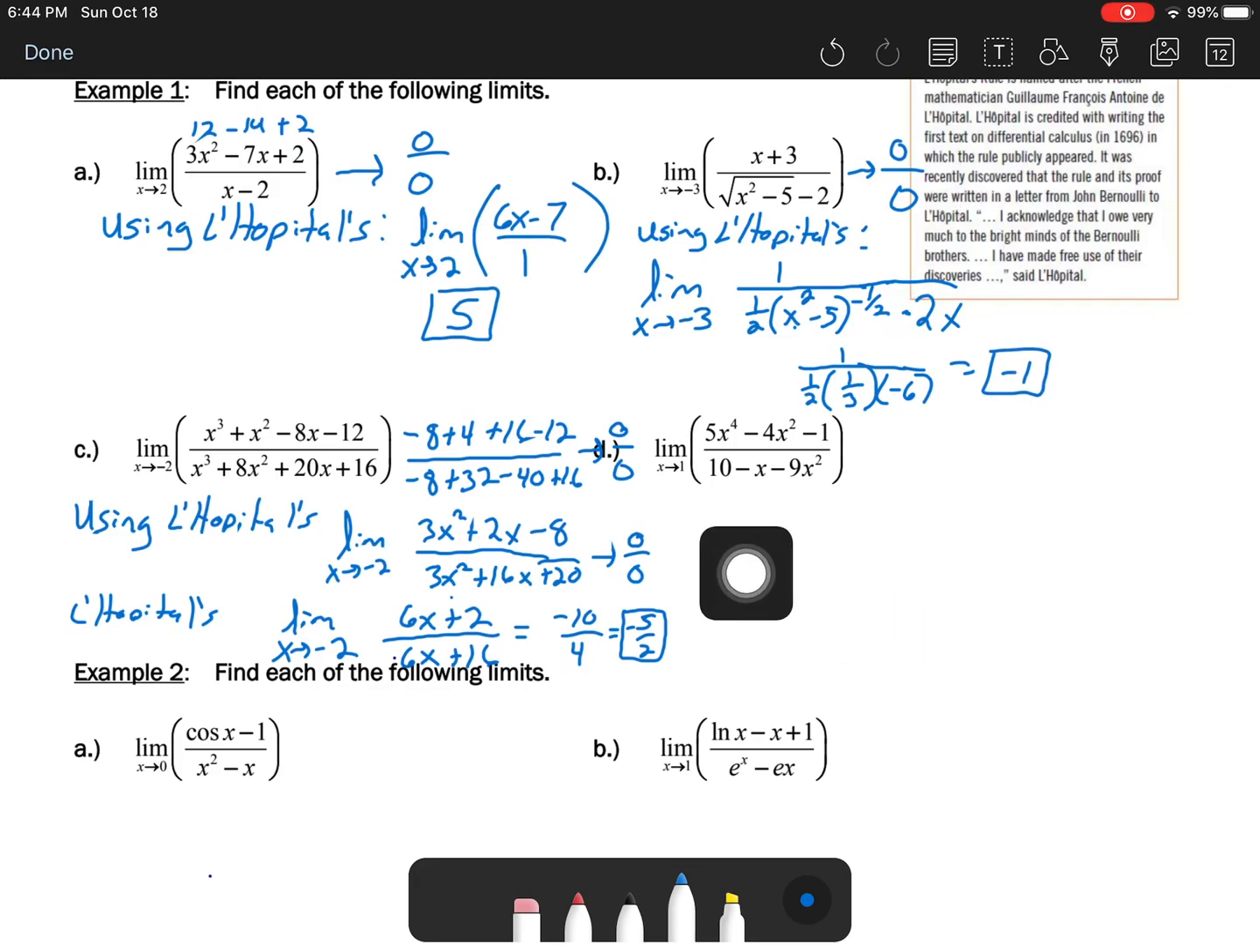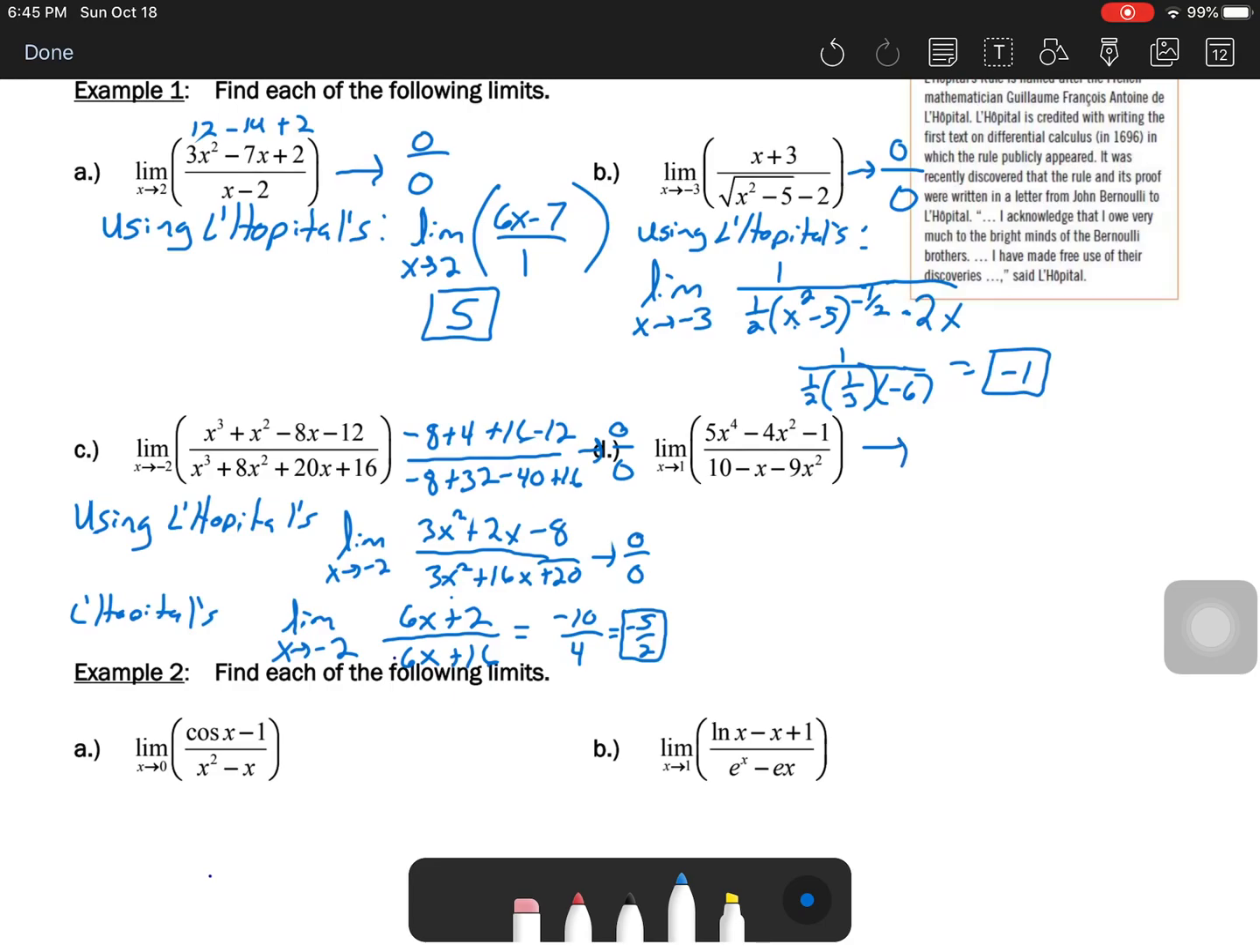I think we're going to have something similar here where we're just going to get a 0 over a 0, and then we'll apply L'Hopital's rule. Sometimes you can need to do it more than once, but I think in this case we don't. I guess we can go through this one too.